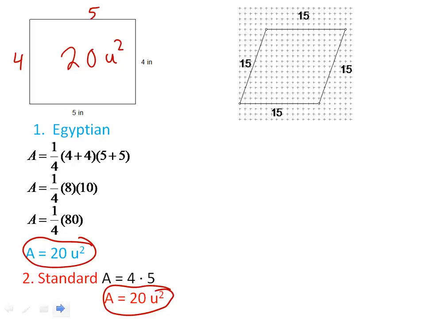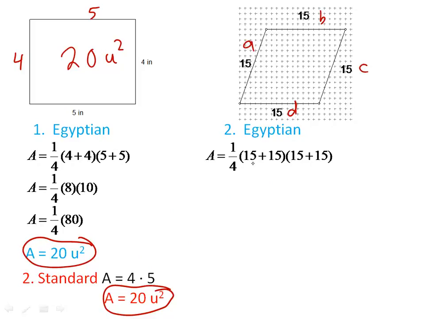So here is our rhombus that has been superimposed on a grid so that we can make some comparisons. Using the Egyptian formula, we have all the sides are 15, so 1/4 times the quantity 15 plus 15 times the quantity 15 plus 15, so that's 1/4 times 30 times 30. 30 times 30 is 900, so 1/4 of 900 is 225 units squared.